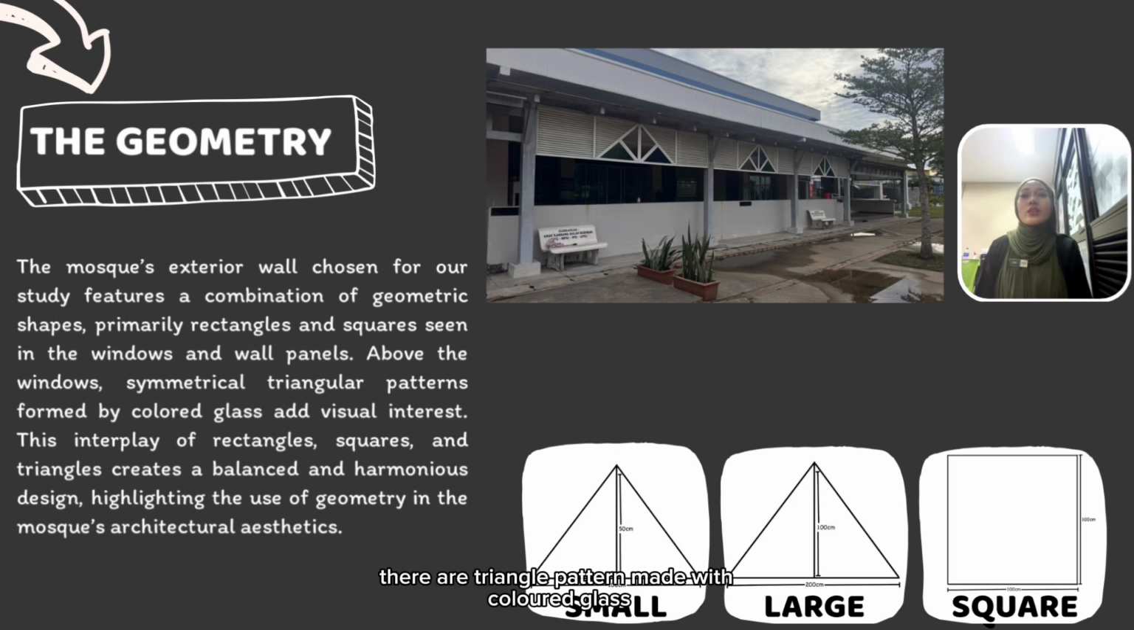Above the window, there are triangle patterns made with colored glass. These triangles are the same on both sides, which makes the wall look balanced. When you put the rectangle, square and triangle together, they create a nice and balanced design. This shows how simple shapes can make the mosque look beautiful and special.